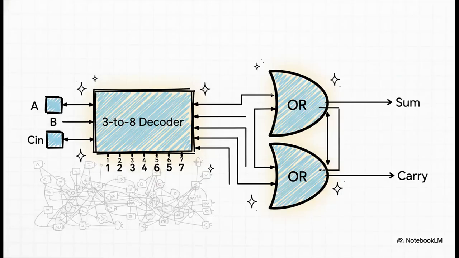And just take a look at that, the finished product. A fully functional full adder, the very heart of computer math, built with just one single decoder and 2 simple OR gates. I mean, how elegant is that? It's the perfect showcase of the decoder's real power as a universal logic builder.